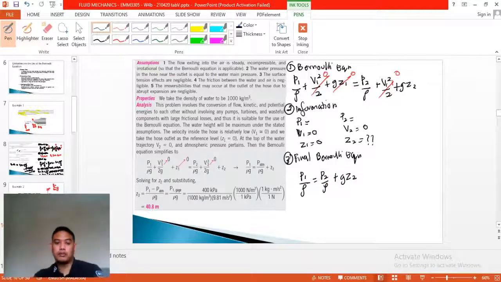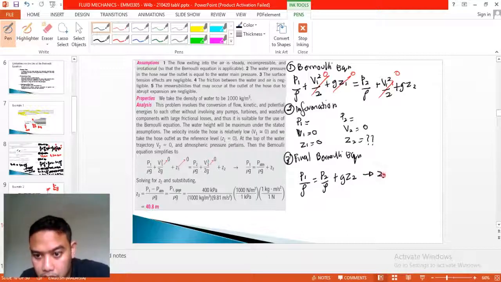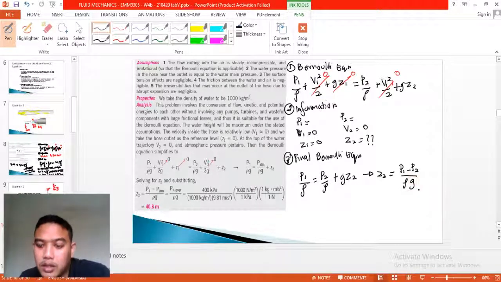Okay, so the question asks to find Z2. If we simplify for Z2, you will get P1 minus P2 divided by rho G. Okay, this is final.